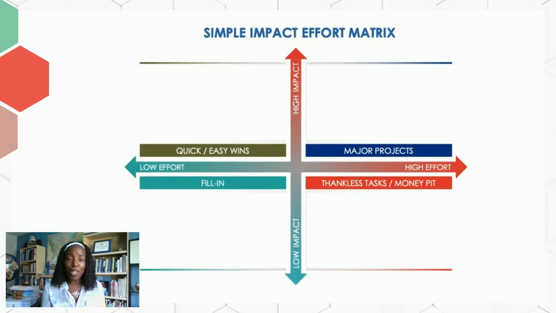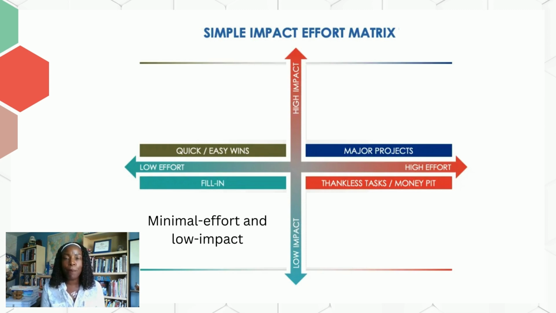Here is a simple impact effort matrix. I'm going to walk you through each of the quadrants. The first quadrant is the minimum effort and low impact quadrant, also known as fill-ins. Strategies in this quadrant don't require much educator effort, but they are also likely to produce few improvements in student outcomes. These strategies often leave the learning leader wondering why he or she should even bother.